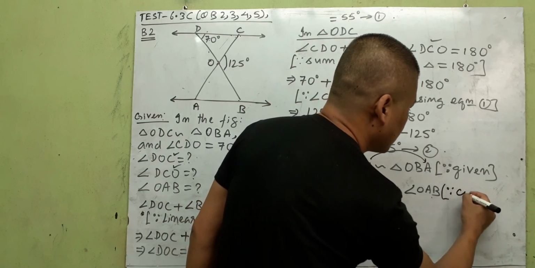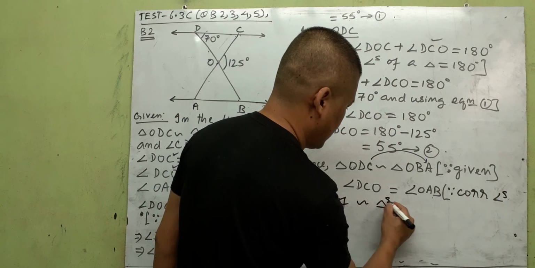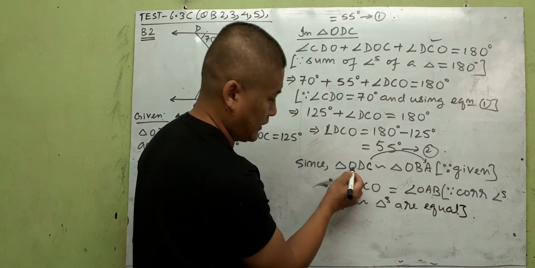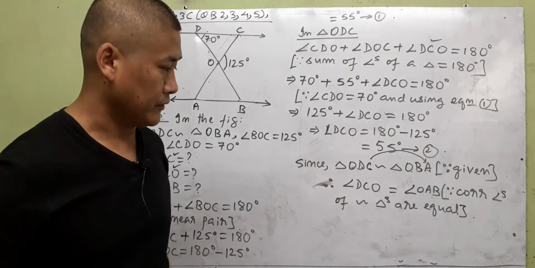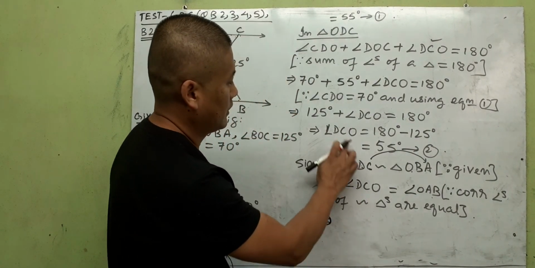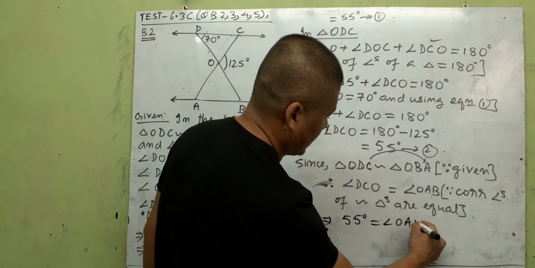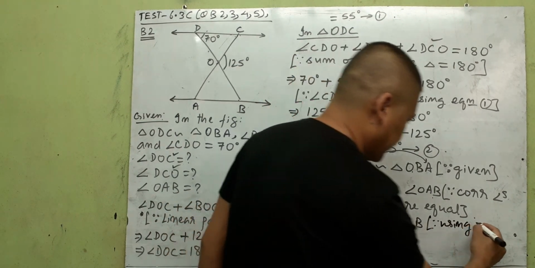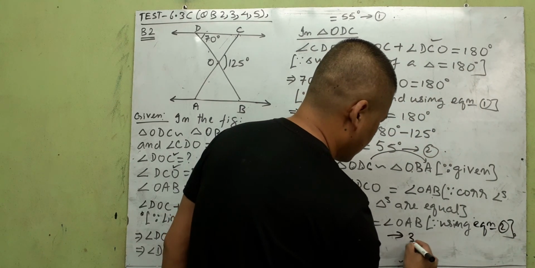The reason is, as we said, corresponding angles of similar triangles are always equal to each other. Likewise here, angle at O and angle at O are equal, D and B equal, but we don't need those two, so we didn't write them. So that implies DCO, which you just found out is 55 degrees, so replace it by 55 degrees, equal to OAB, using equation number 2. So you can put this one as 3.